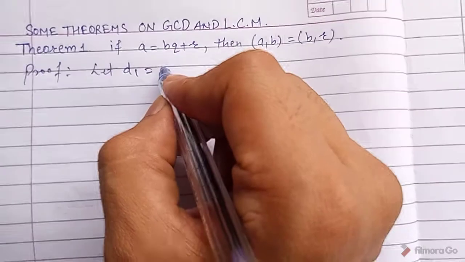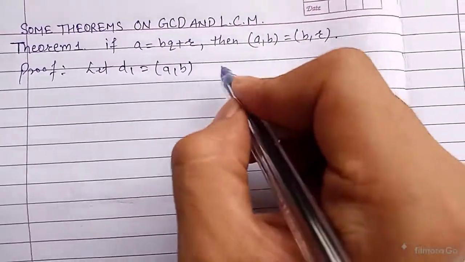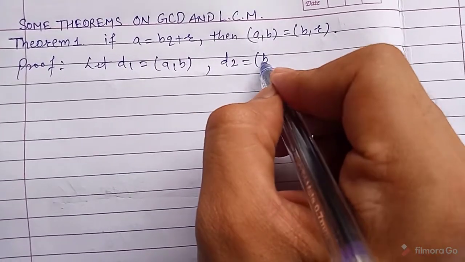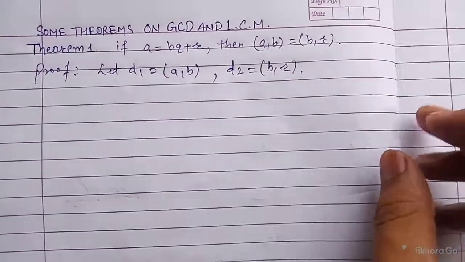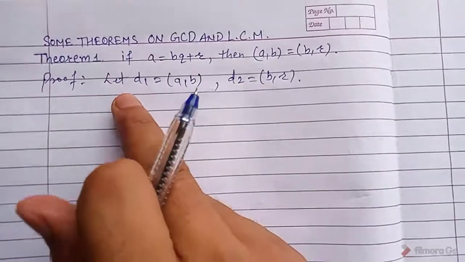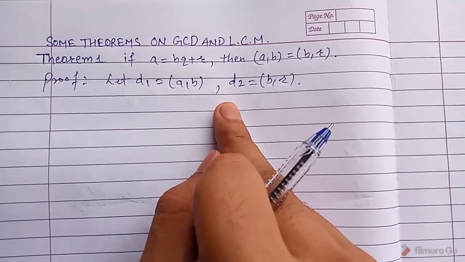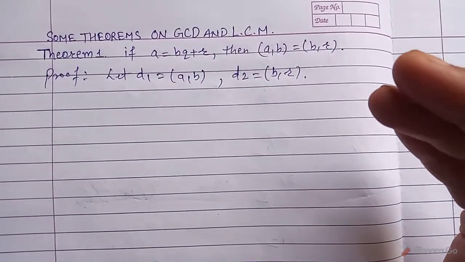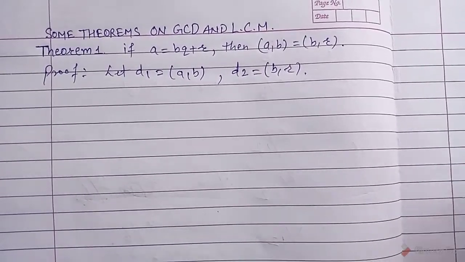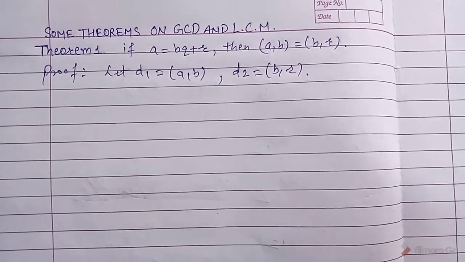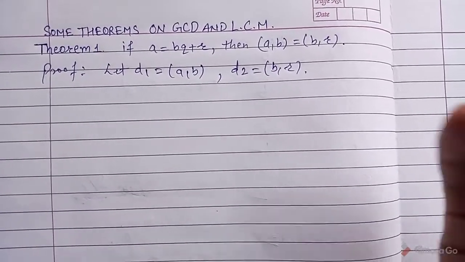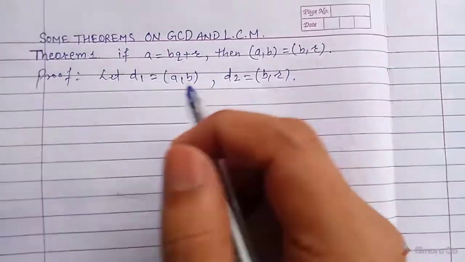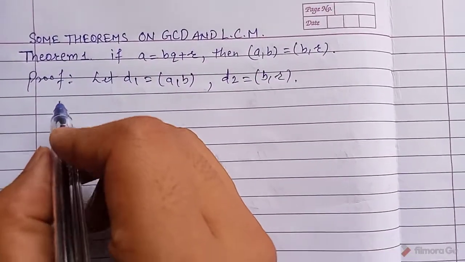Let D1 is equal to GCD of A comma B and D2 is equal to GCD of B comma R. Now we have to prove that D1 is equal to D2. If we can prove D1 divides D2 and D2 divides D1, then we can say D1 is equal to D2.